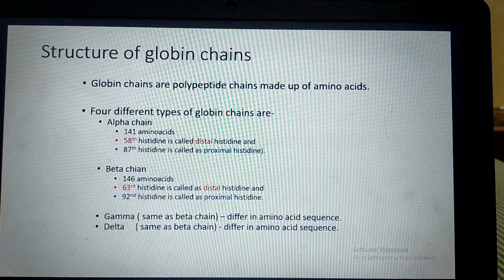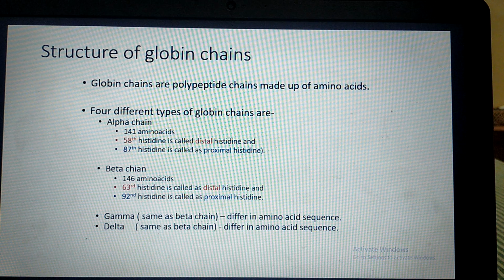Now, after completion of heme, we will see the structure of globin chains. Globin chains are polypeptide chains made up of different amino acids. The 4 different types of globin chains are alpha chain, beta chain, gamma chain and delta chain. Alpha chain is made up of 141 amino acids, whereas beta chain is made up of 146 amino acids. Both alpha chain and beta chain have proximal histidine and distal histidine residue.